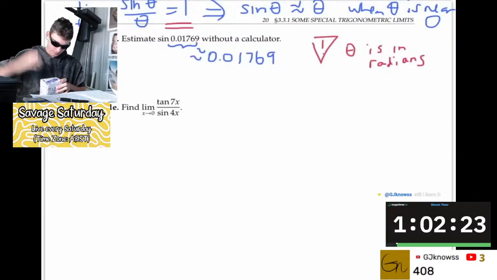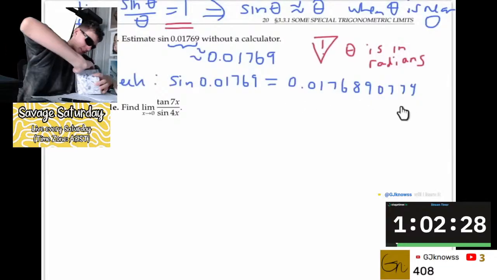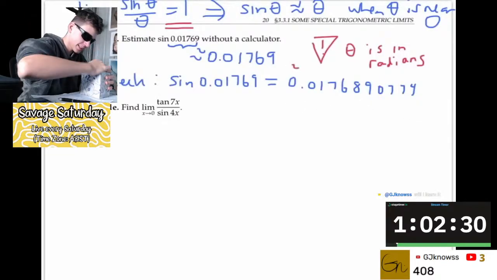So that's our approximation, and we can check it on the calculator, and I actually get an exact value of this number up to 10 decimal places. So as you can see, this is a really good approximation.